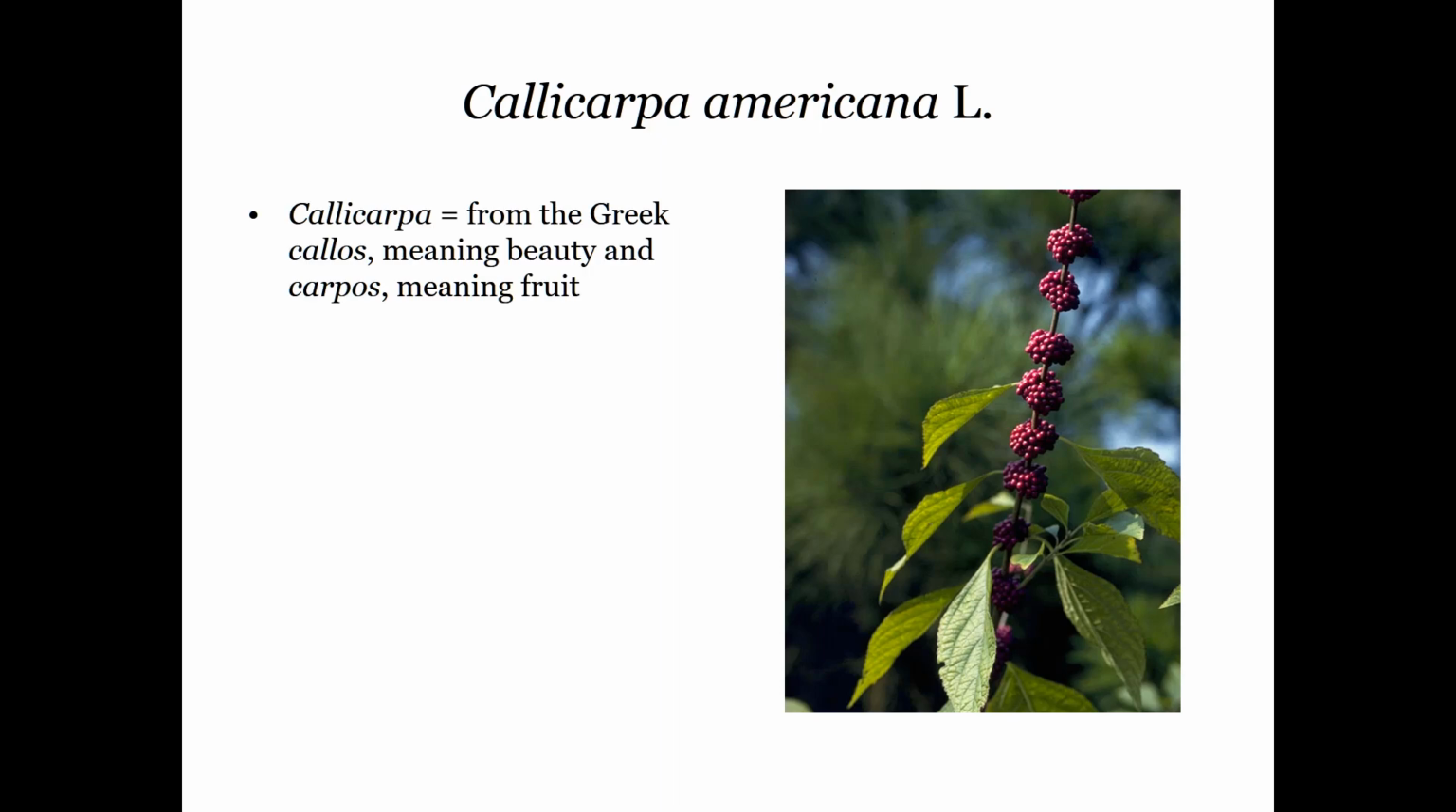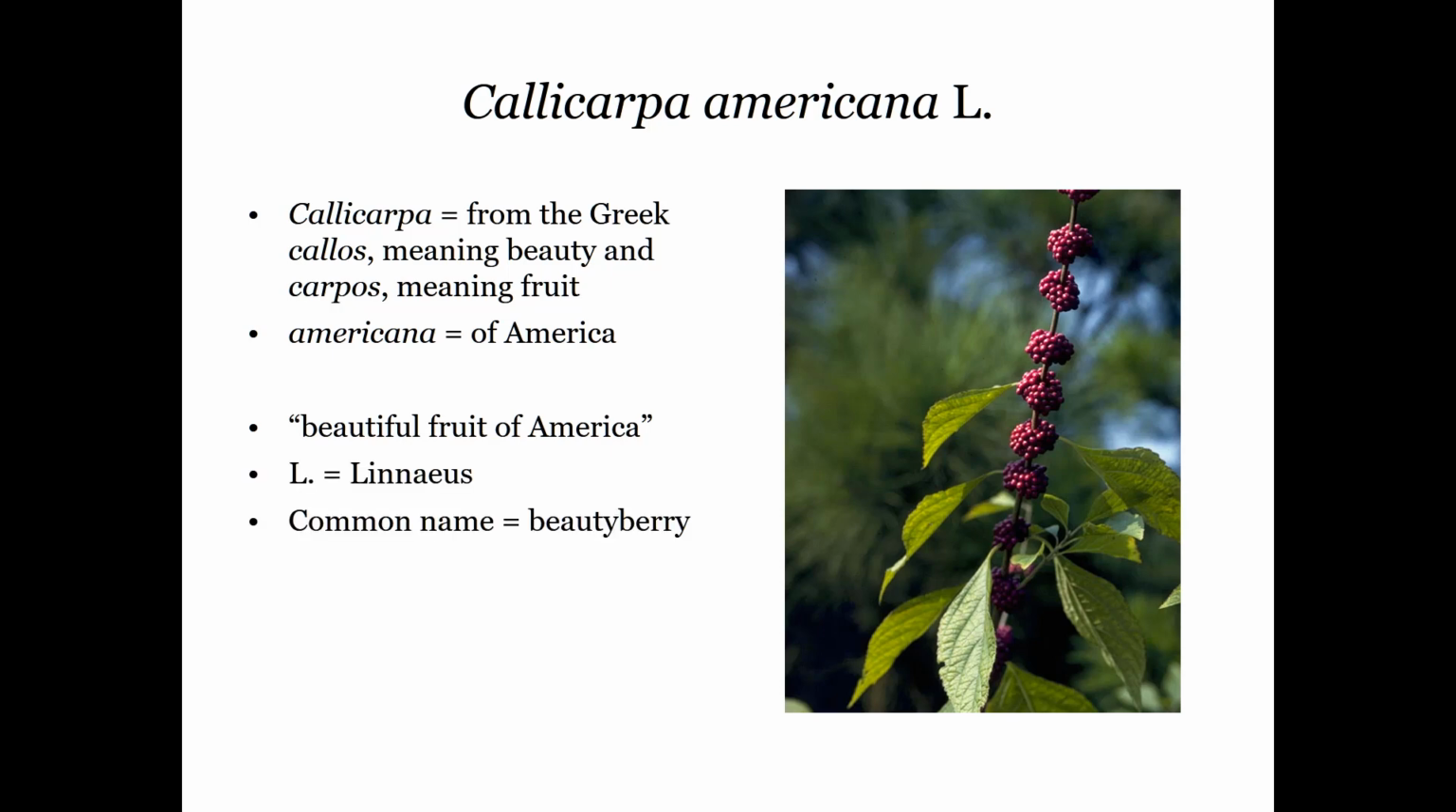This is one of my favorite plants, Callicarpa americana. Callicarpa, from the Greek kalos, meaning beauty, and karpos, meaning fruit. Americana means it was discovered in America. And so literally the name of this plant is the beautiful fruit of America. And it is a real pretty plant. It will set fruit like this in the summer and late fall. The common name for this plant is beautyberry. So all these things sort of hang together and make some amount of sense.